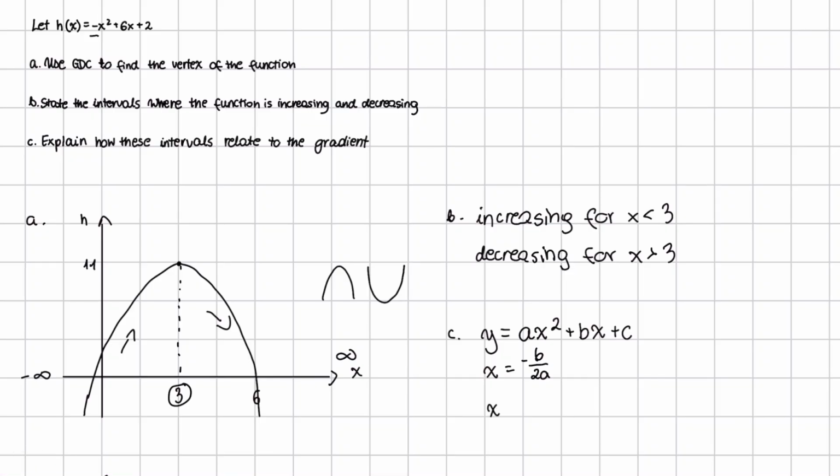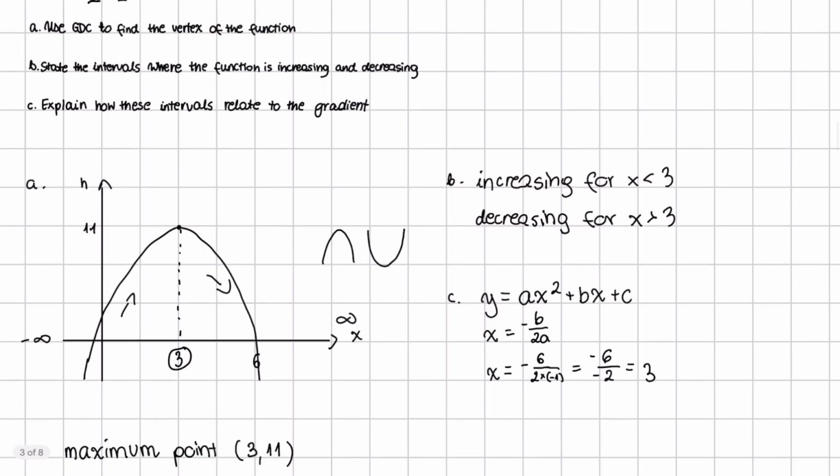So x equals minus b. B is in here, so minus 6 over 2 times a. And our a is in here, so this is negative 1. So times negative 1. So we have minus 6 over minus 2. So our final answer is 3. And this is the same as our x in the vertex, so 3.